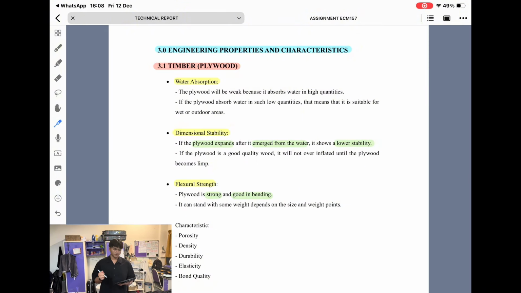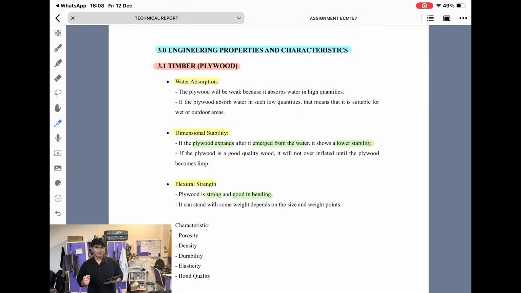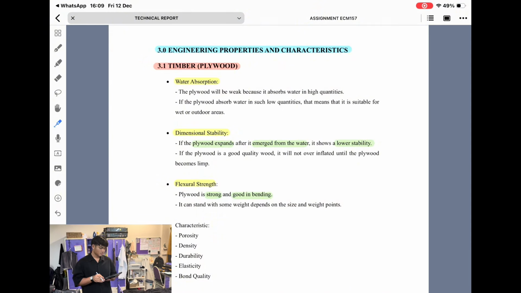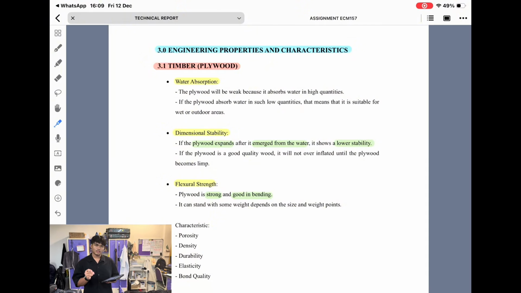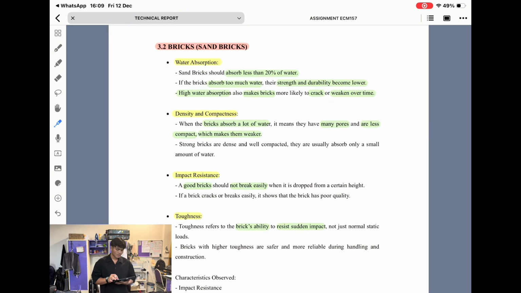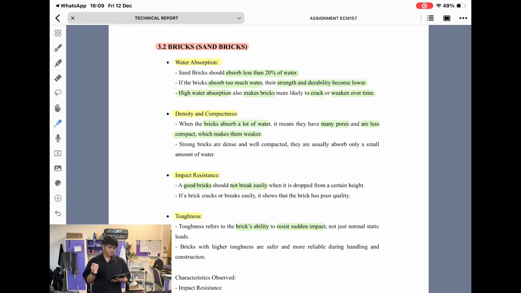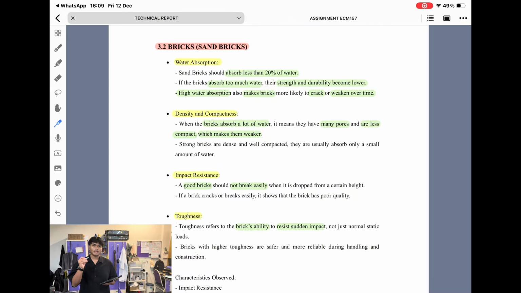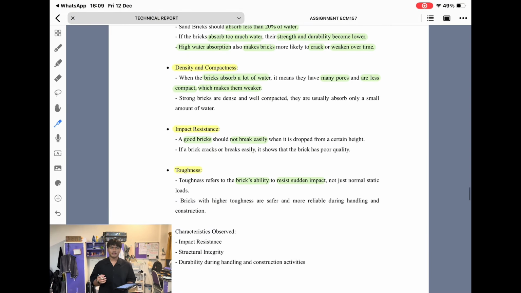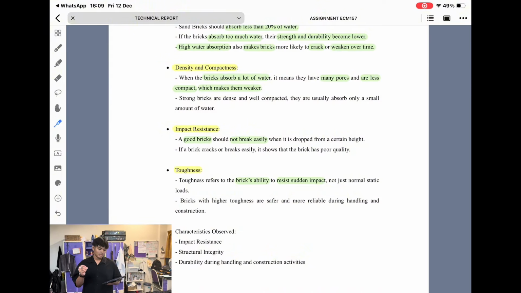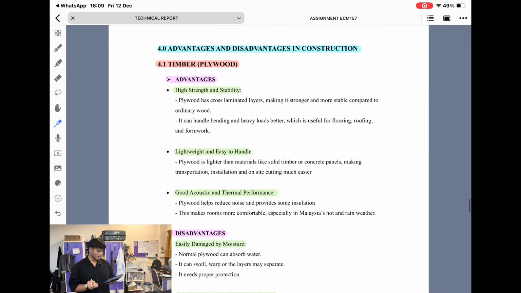First, we got plywood. The plywood itself has a water absorption. The plywood will be weak because it absorbs water in high quantities. Also, it has a flexural strength. For bricks, it has an impact resistance, and the brick itself is tough. That refers to the brick's ability to resist sudden impact and not just normal static loads.